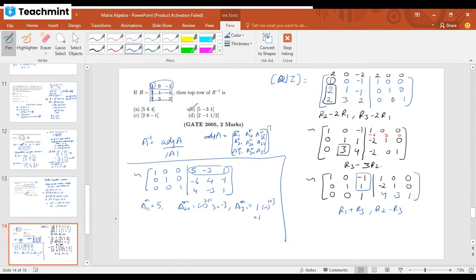And what is the determinant of A? The determinant of A, we expand through the first row: 1 into 2 plus 3 is 5, then 0, then minus 1 times 6 minus 2, which is 4. So 5 minus 4 is 1. So it is 1 times 5, minus 3 and 1. So in that case also you can get the answer.